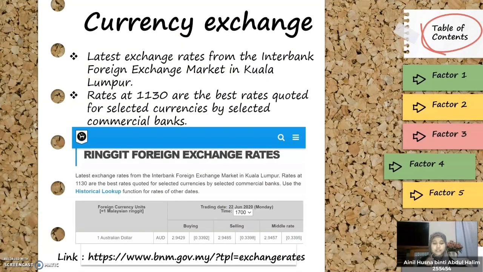Okay, last but not least, currency exchange. Latest exchange rate from the interbank foreign exchange market in Kuala Lumpur, rates at 1,130 are the best rate quoted for selected currencies by selected commercial banks. Okay, we can see here is the latest exchange rate. And for more information about this currency, how many ringgit when we buy and sell for other foreign currency units, you can visit the link down there.